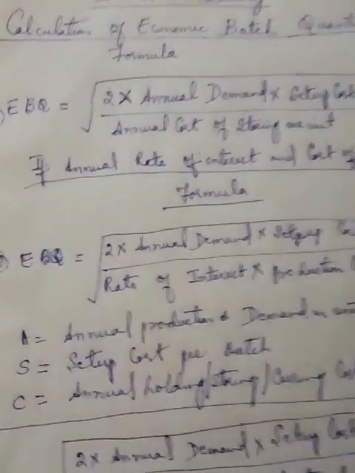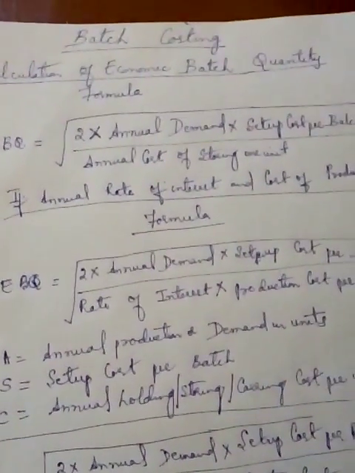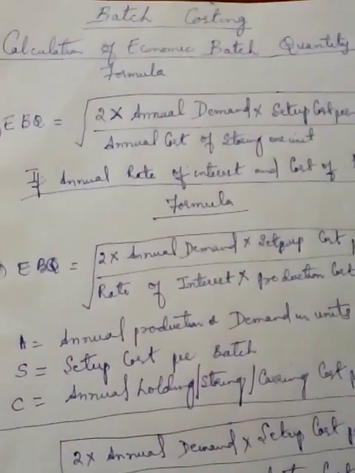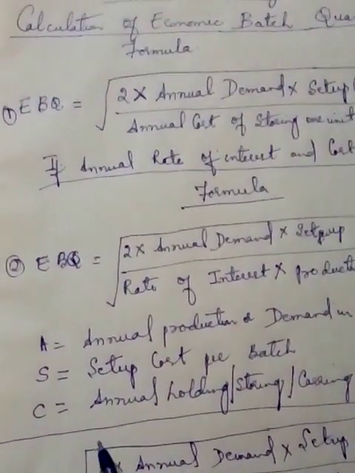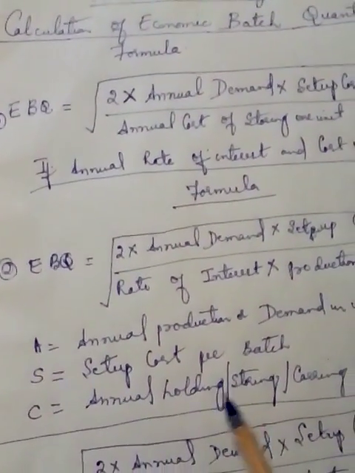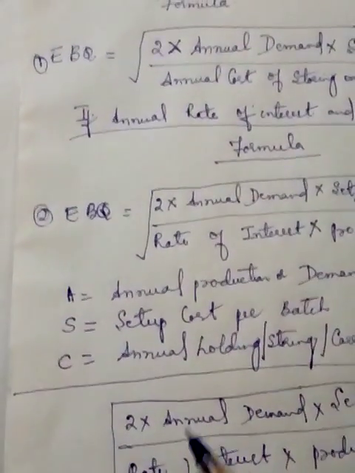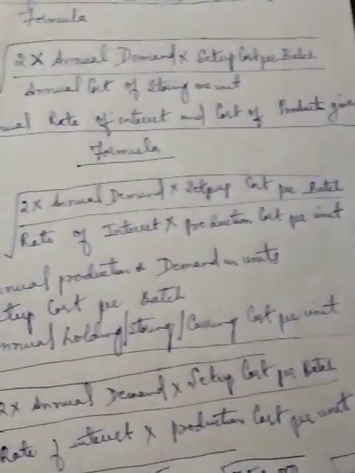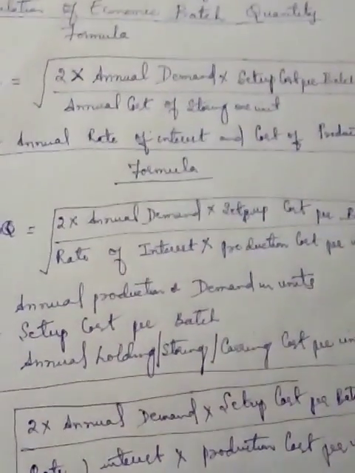Okay, A stands for annual production or demand in units. S stands for setup cost per batch. C stands for annual storage or carrying cost per unit. So considering this, we can calculate the economic batch quantity here.